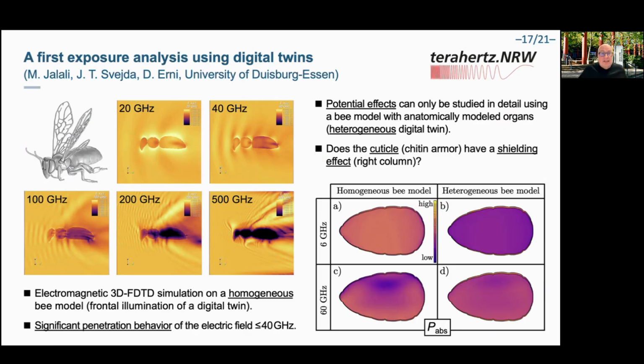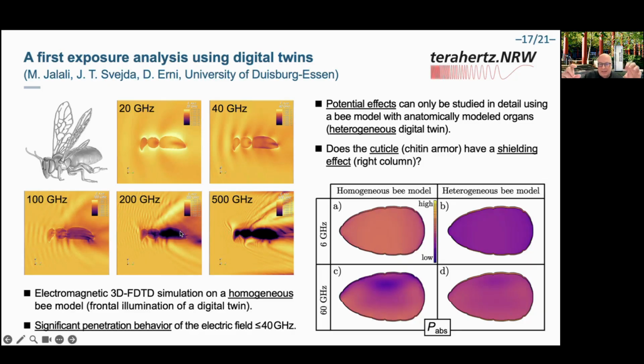Just to look at the first exposure analysis using digital twins, what we see here is a 3D FDTD simulation where a plane wave is impinging on the bee from the frontal part, up to 40 gigahertz. We show here the electric field distribution. We see that the body of the bee, also the inner parts, are exposed pretty well. It's a homogeneous model here, so it's not mimicking the real bee, but we can already see that there is a sort of exposure moving towards higher frequencies.